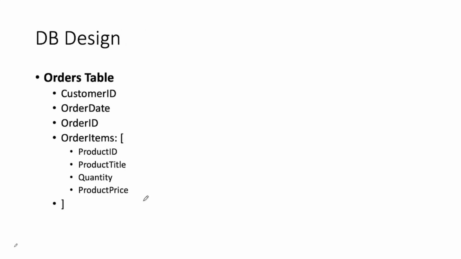Real quick, our database design would include just one table, which we're going to call orders table, and it's going to have these fields: the customer ID, order ID, the order date, and the order items, which would represent the specific items within an order. And here I'm not using any standard notation, but what this is depicting is there's a one-to-many relationship between an order and order items, which is very common if you have ever worked on an e-commerce application.